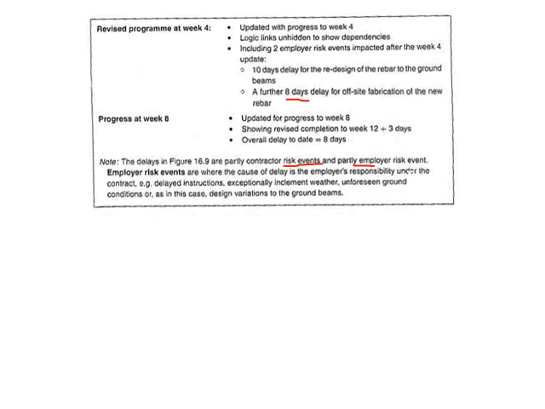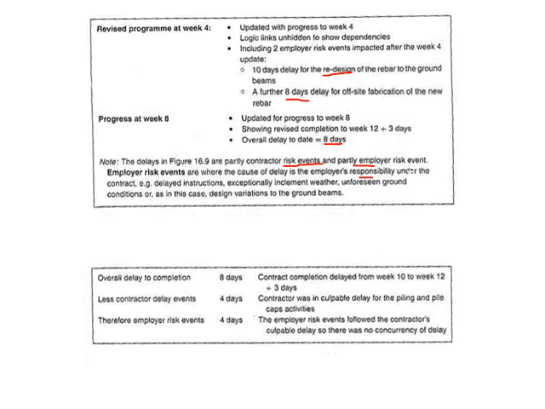The employer risk events are where the cause of the delay is the employer's responsibility under the contract, and delays instructions exceptional, including weather, unforeseen ground conditions, as in this case design variations to the underground beams. So basically what it says is 10 days delay for redesign of the rebar to the ground beams, and then a further 8 days delay off-site fabrication of the new rebar. So it's basically 8 days was for the contractor, the rest was for the employer.